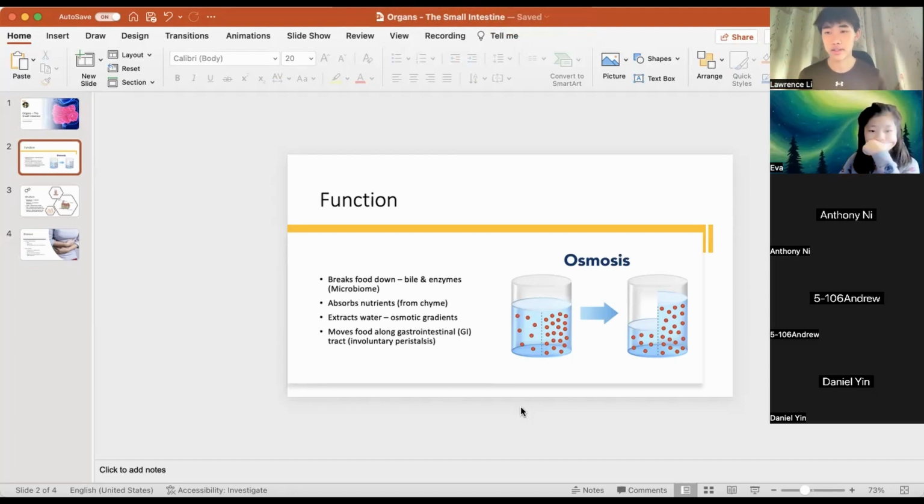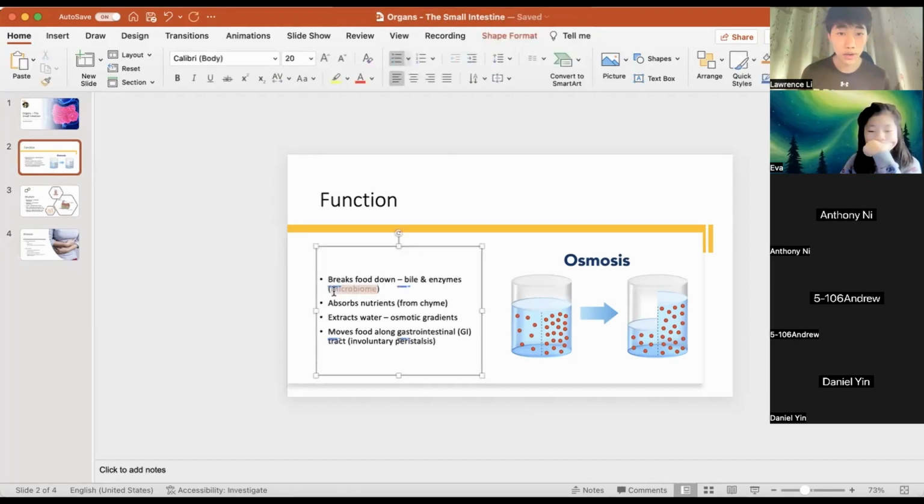What does the second note mean? Microbiome? Wait, are you on the second one? No, I'm not. Oh, okay, sorry. Yes. Okay, then what's microbiome? Microbiome refers to all good bacteria that are living inside of you. Oh yeah, I know this.